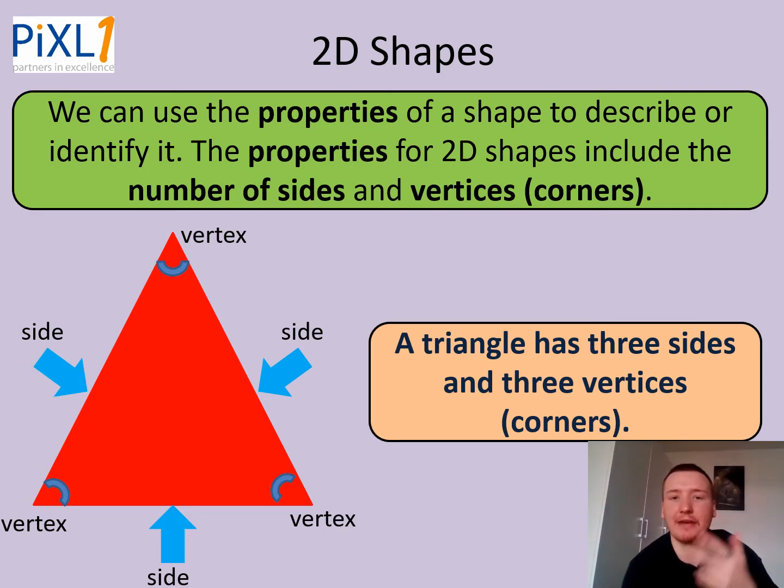Well done if you counted 3 sides. But then if we look at our new word that we've introduced, vertex, or vertices if there's more than one, how many vertices or corners do we have on our triangle? Count them and come up with an answer. Pause the video. Of course, a triangle has 3 vertices. So well done if you got that correct. Give yourself a pat on the back.